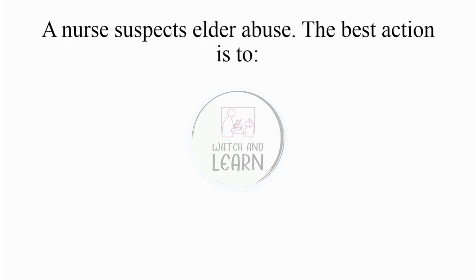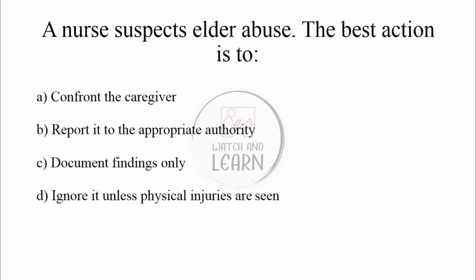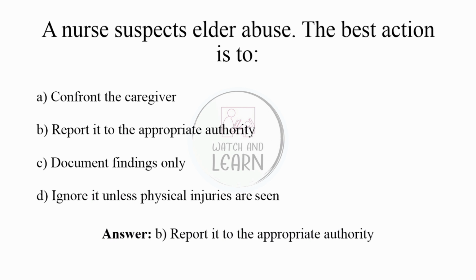A nurse suspects elder abuse. The best action is to, options are: option A, confront the caregiver; option B, report it to the appropriate authority; option C, document findings only; option D, ignore it unless physical injuries are seen. The right answer is answer B, report it to the appropriate authority.